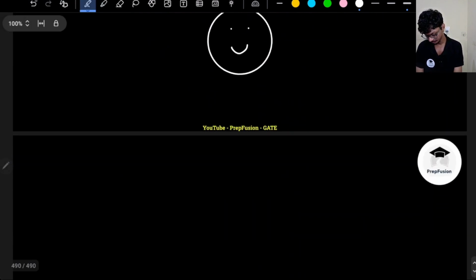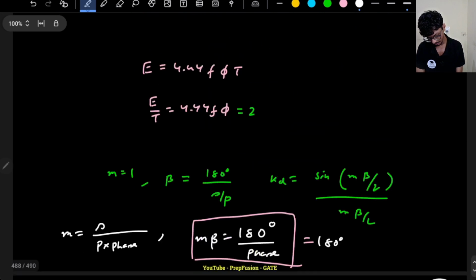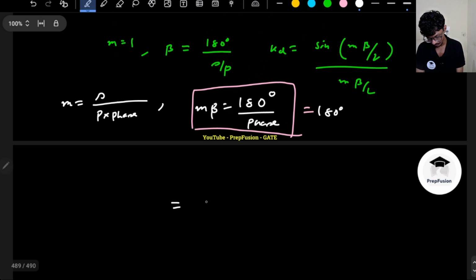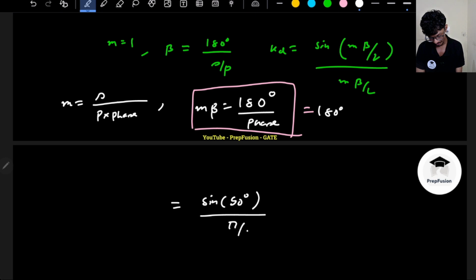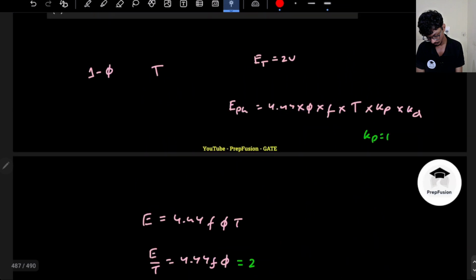And remember, this should be in radians, okay? This is outside the sine, so this should be in radians. So it will simply become sine of 90 divided by pi by 2, right? That is my kd.